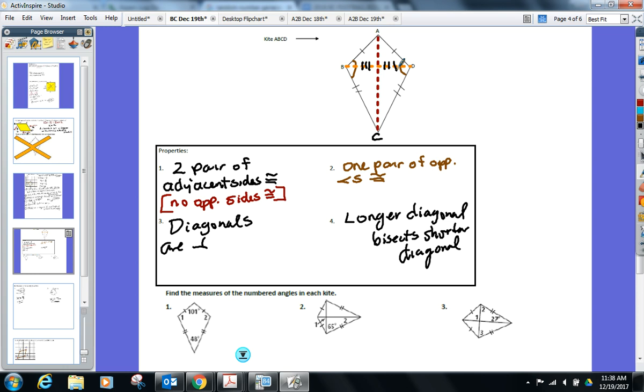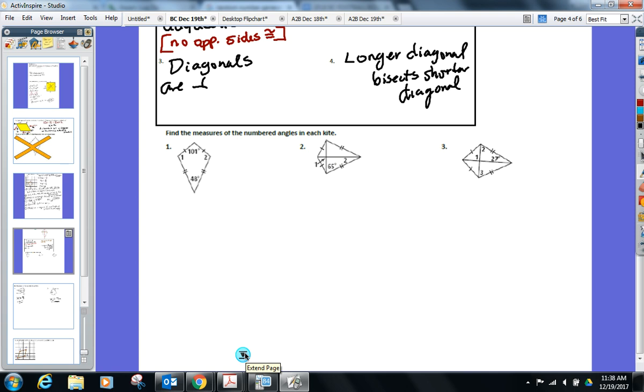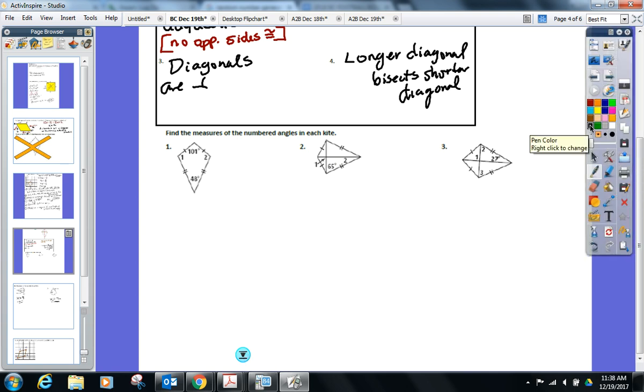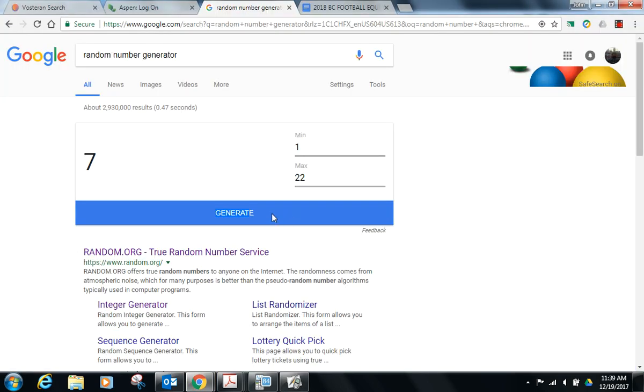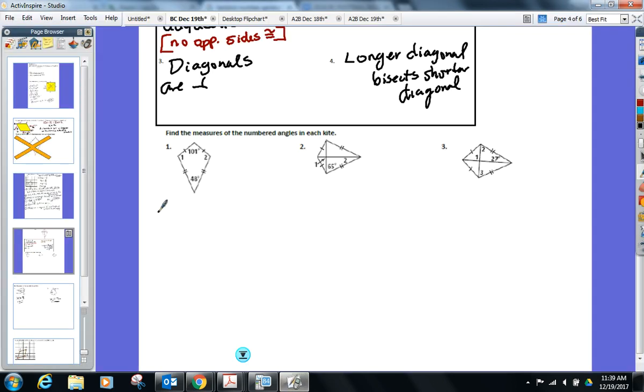Got your calculator ready? If you have one out, let's do this. Find the measures of each angle. All right. Well, that's 101. That's 43. What do you know based on your properties? What do you know about angles 1 and 2? Congruent. So I know angle 1 and 2 have the same measure.